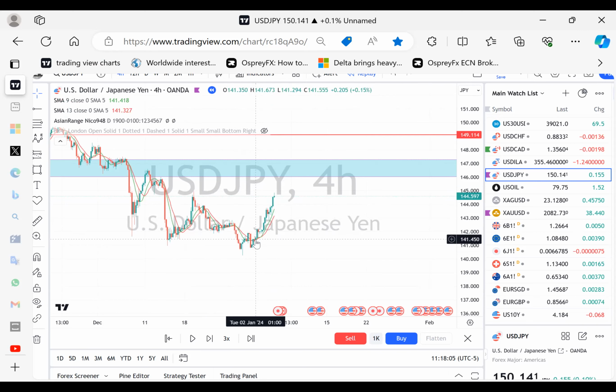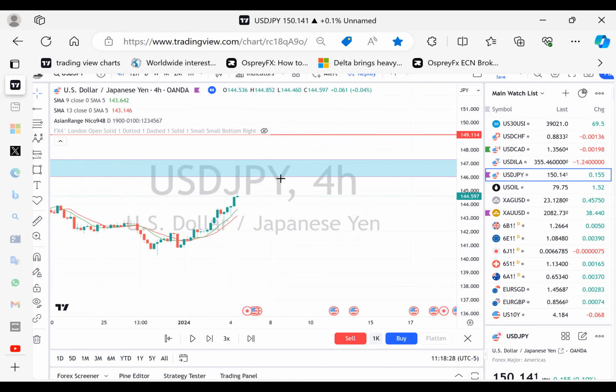Now I got my entry right here on the first break, right after the open. We had to wait an hour. I think a lot of people got their entry the same spot because everybody kind of believed the same way. But the safest way was once you got this break, now you get a retest.